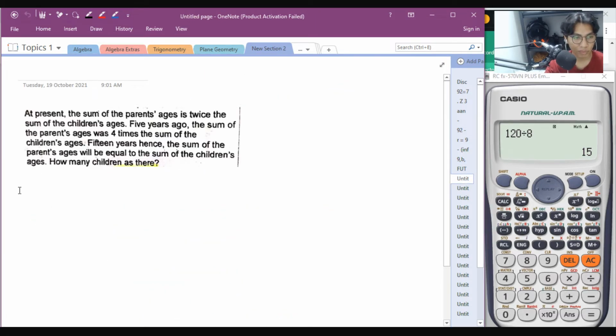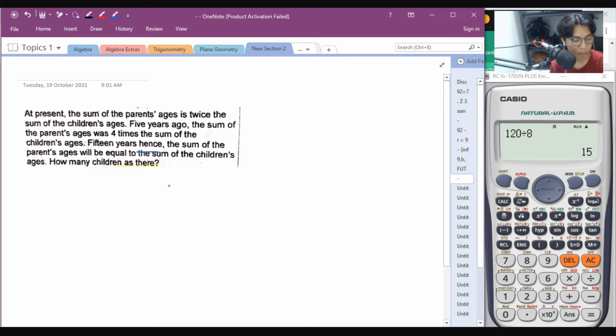Another one. Age problem again. At present, the sum of the parents' ages is twice the sum of the children's ages. 5 years ago, the sum of the parents' ages was 4 times the sum of the children's ages. Hindi naman natin alam kung ilan yung children na meron ka dyan. 15 years hence, ibig sabihin, yung mga keywords na hence, fourth, present, future, okay? Hence is future. The sum of the parents' ages will be equal to the sum of children's ages. How many children are there? O, yun ang mahirap dun. Okay? So, how will you solve that?